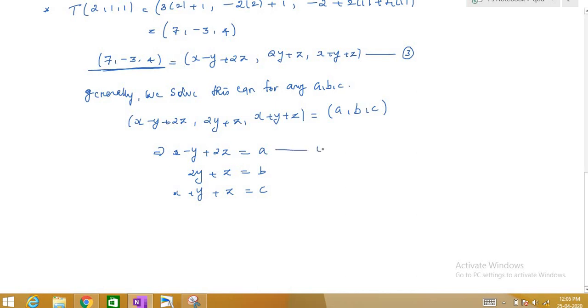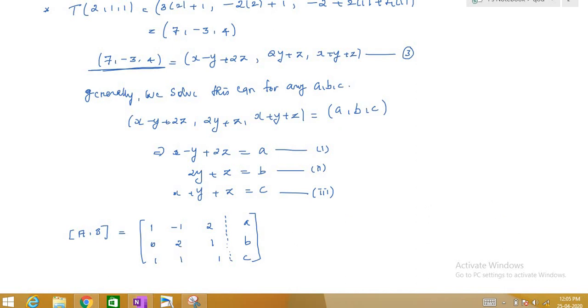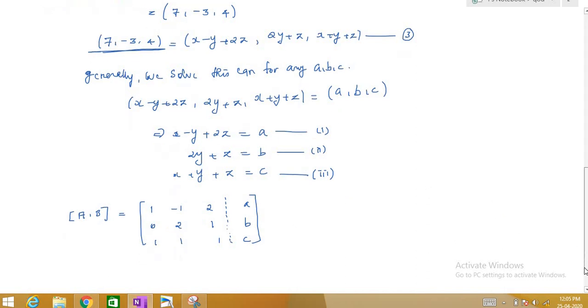So let us take this equation as 1, this equation as 2, and this equation as 3. Let us write the augmented matrix, A comma B. I'm writing the coefficients here: 1, minus 1, 2, and a; 0, 2, 1, and b; and 1, 1, 1, and c. So this is our A and this is our B column. We will find the triangular form for this matrix, that is, we will reduce it.